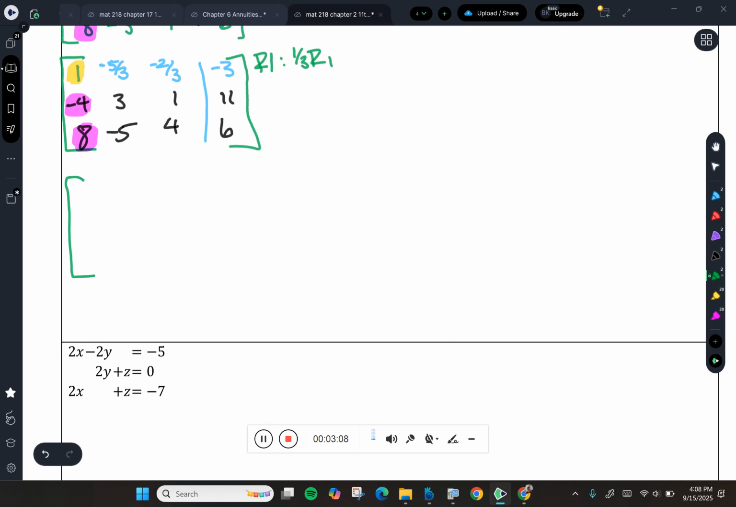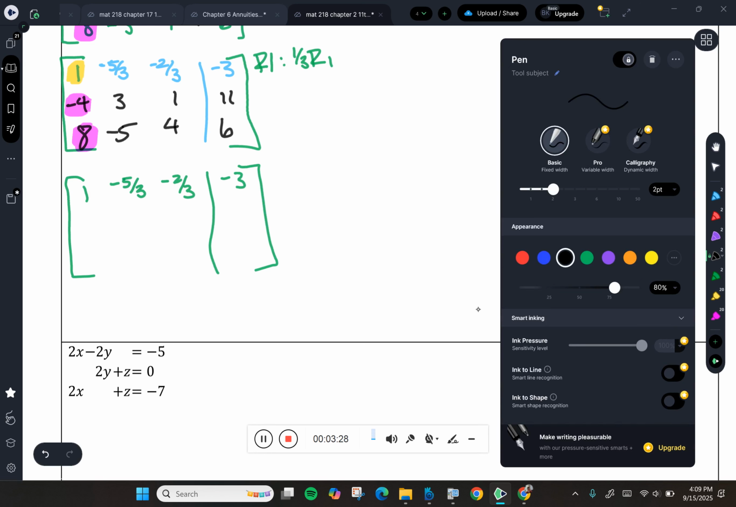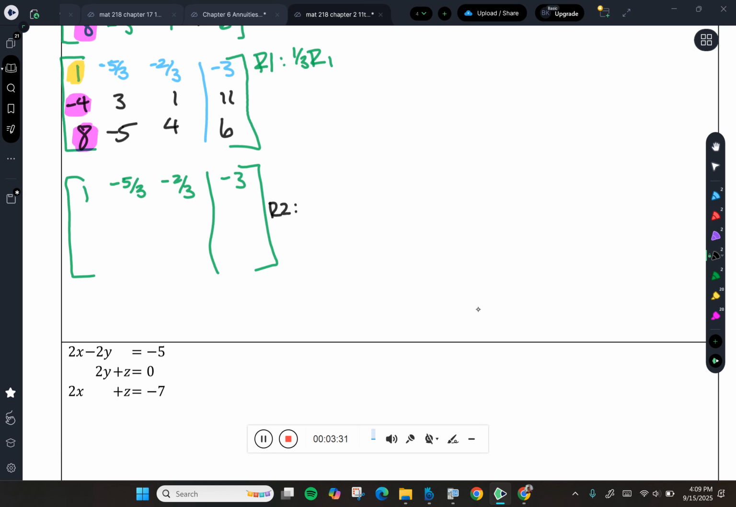Since the first row already has the 1, I'll just leave it alone and copy it down. Now to make the -4 in that second row into a 0, I am going to take row 2 and replace it with row 2 plus 4 times row 1. 4 times row 1 will give me a 4 in that first position, so the -4 plus the 4 will give me a 0 right here. I made it happen.